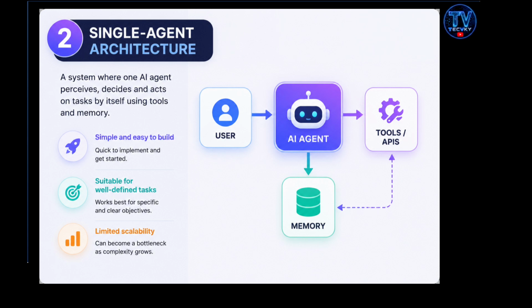Okay, but there is one important limitation. As the complexity of the problem grows, one agent can become a bottleneck. Imagine asking a single person to act as a researcher, software developer, tester, architect, and project manager all at the same time. Eventually, performance and scalability become challenges. That's why larger AI systems often evolve into multi-agent architectures, which we will discuss next.